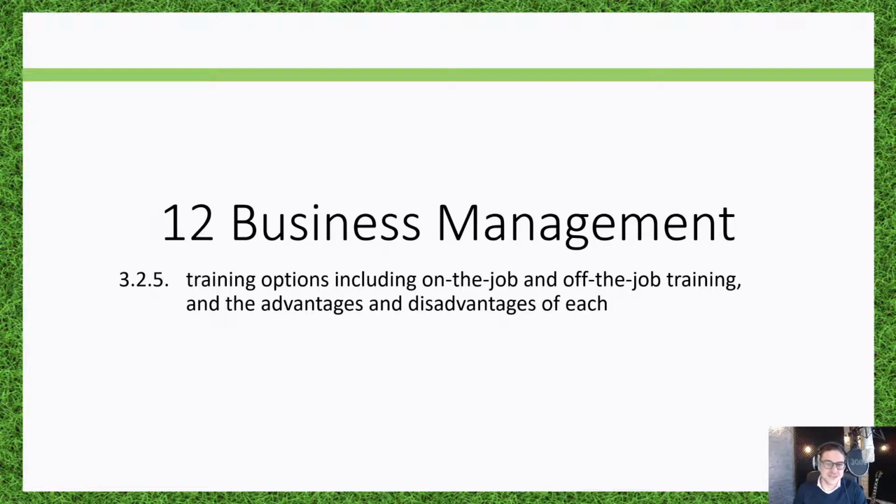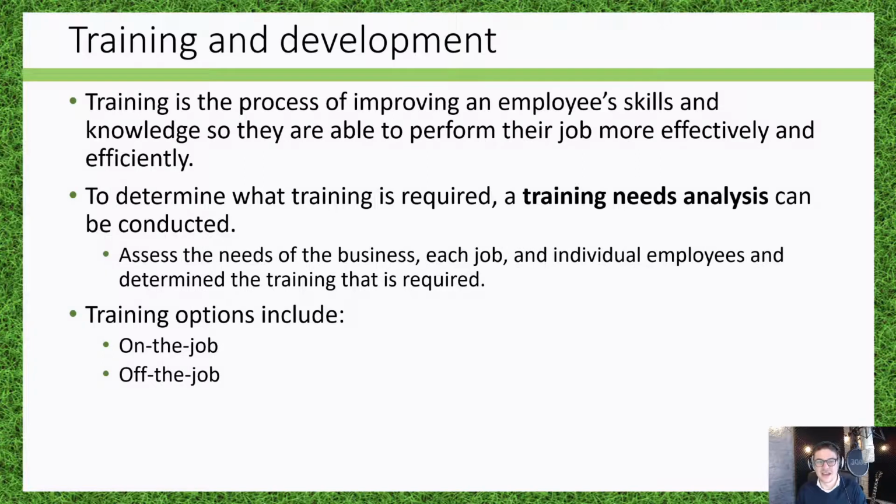In today's lesson we're looking at key knowledge point 3.2.5. That is Unit 3, Area of Study 2, and the fifth key knowledge point in this area of study. Today specifically we're looking at training options including on and off the job training, and we'll talk about the advantages and disadvantages of both styles.